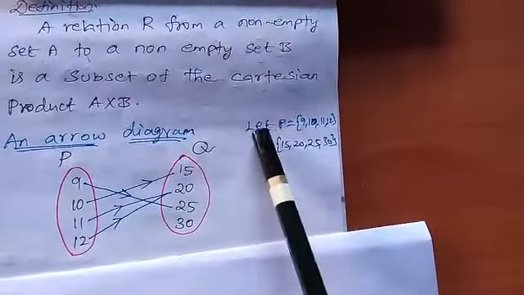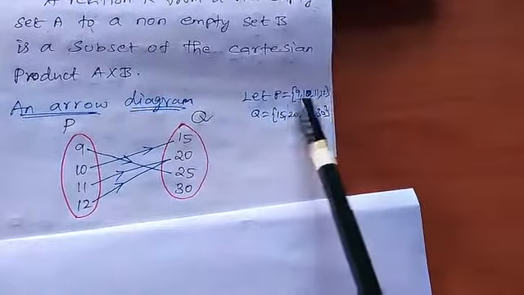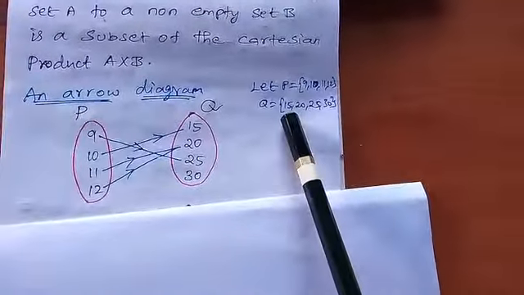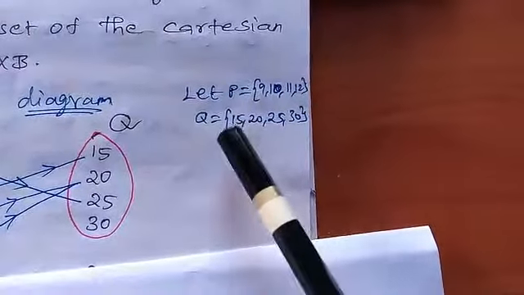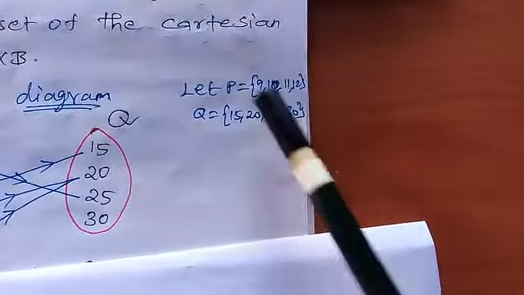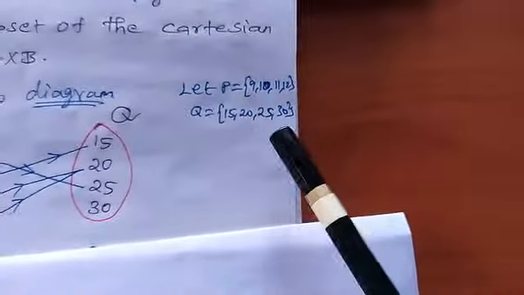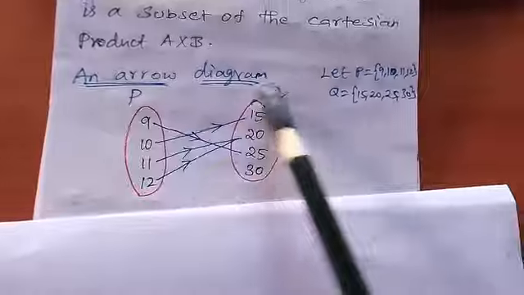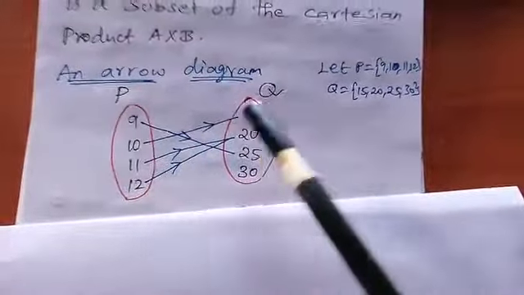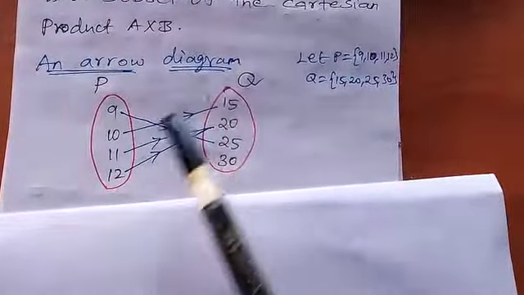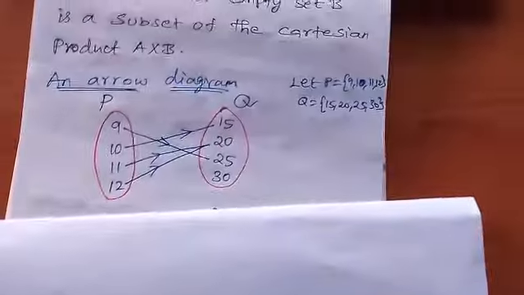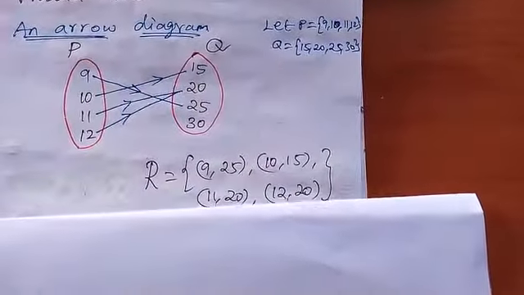You see here, let us take the same thing. I am reframing: P equal to 9, 10, 11, 12. So these are the classes. Here the number of students are 15, 20, 25. Likewise, P equal to 9, 10, 11, 12 and Q equal to 15, 20, 25, 30. So set P has 4 elements, set Q has 4 elements. See, in an arrow diagram, this is called an arrow diagram, set P is written here and set Q is written here. Here mapped: 9 to 25, 10 to 15, 11 to 20 and 12 to 20. Here, how are they mapped?